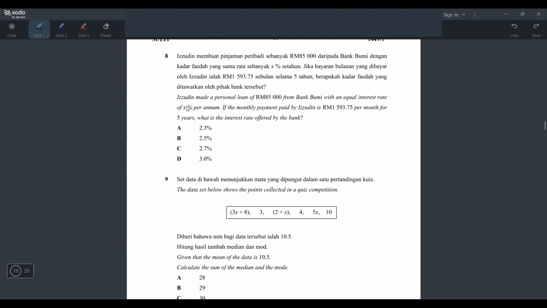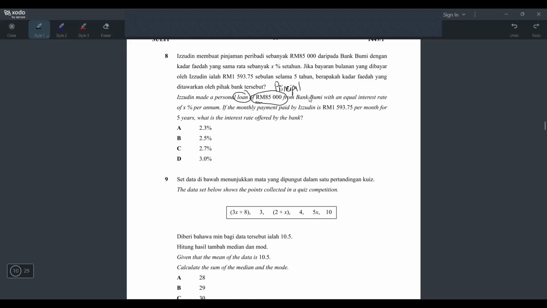Number 8. I think this is from chapter 3, the consumer mathematics chapter, the loan, the interest one. Okay, let's read. Izzuddin made a personal loan. Loan means you pinjam bank. So he goes to the bank and says, "Hello bank, can you lend me this amount? RM 85,000." This one we call it P, or we call it principal.